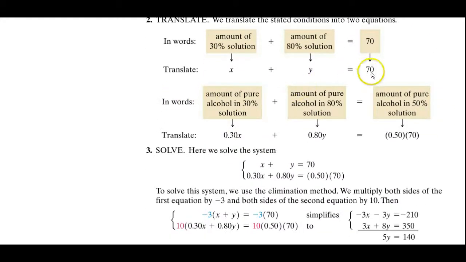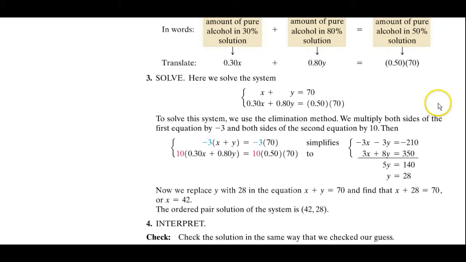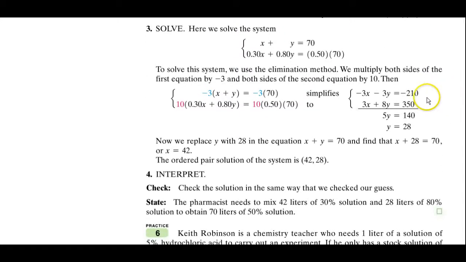X plus y equals 70. 30% of x, 80% of y equals 50% of 70. And notice they didn't use substitution. Could you do it by elimination? Yes. And they're not getting rid of the decimals either, so it just goes to show you. But you get the same answer either way. I should have worked on that other one to show you it would work, but it does.